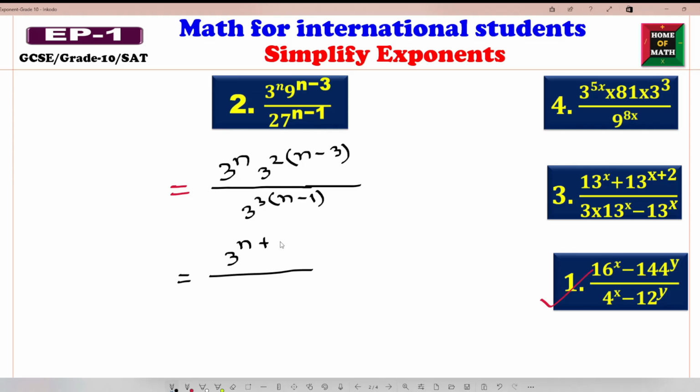plus 2n minus 6. How? Because we know a to the power n times a to the power m equals a to the power n plus m. Once bases are the same, at that time powers will be added, once we are trying to multiply. Similarly, here is 3 to the power 3n minus 3.